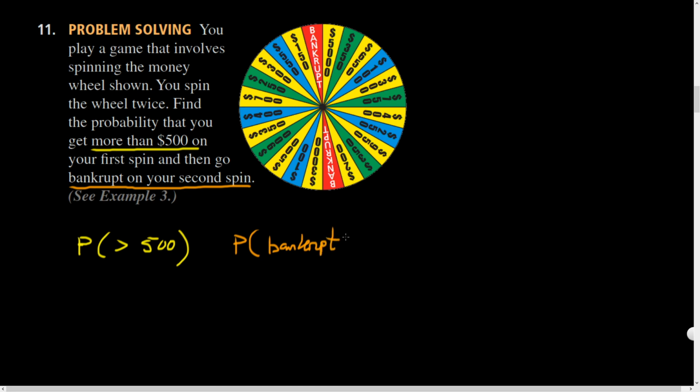Play a game that involves spinning the money wheel shown. You spin the wheel twice. Find the probability that you get more than $500. So probability, I'll just say greater than 500 on your first spin, and then go bankrupt on your second spin. Now, one of the things to consider here is that, well, let's figure it out first.